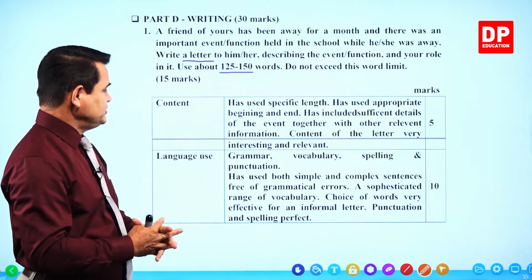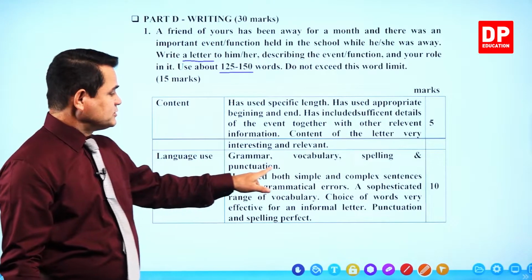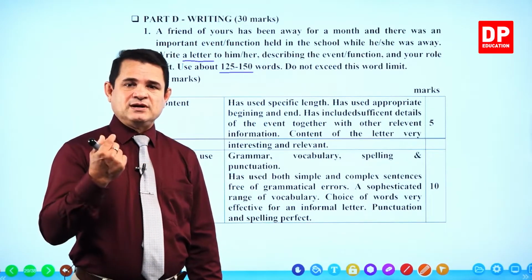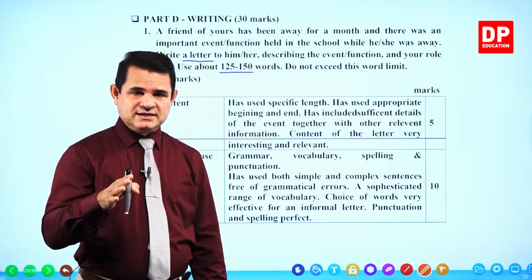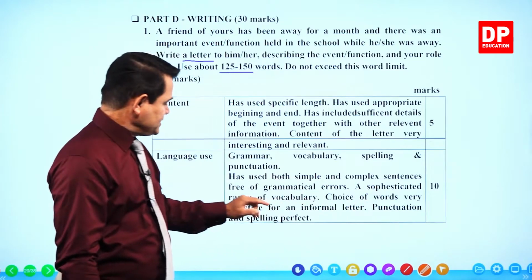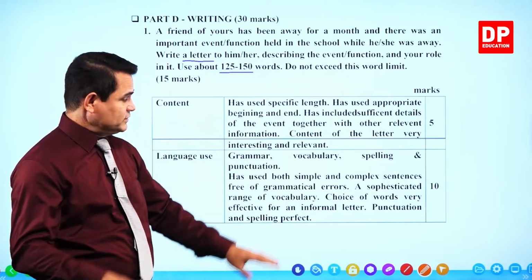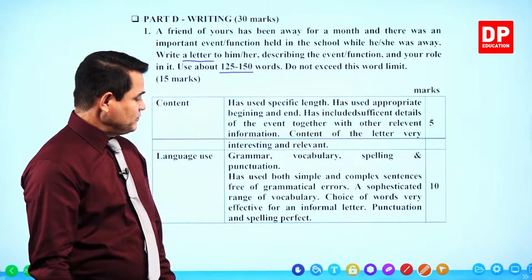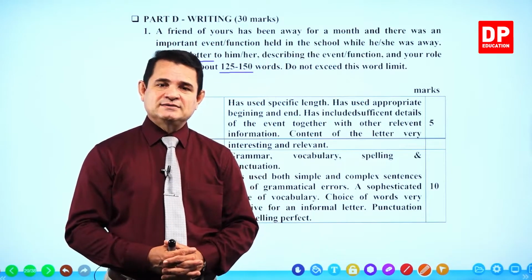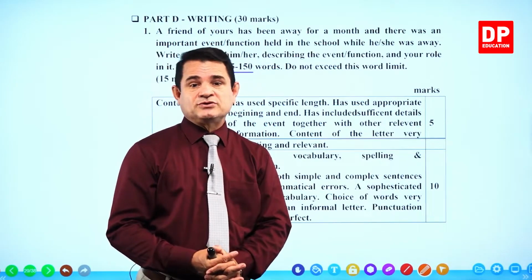And also language use, grammar, vocabulary, spelling and punctuation. That is, has used both simple and complex sentences free of grammatical errors. So the language that you use, the sentences that you write, if there are no mistakes in grammar, spelling, and also a sophisticated range of vocabulary. වචන පාවිච්චිය හොඳ වචන පාවිච්චි කරලා තියෙනවා which are suitable for this, and also choice of words very effective for an informal letter. Punctuation and spelling perfect. So if you have these qualities, මෙන්න මේ qualities තියෙනවා, you get 10 marks for the language use. That's how you get 15 marks altogether.